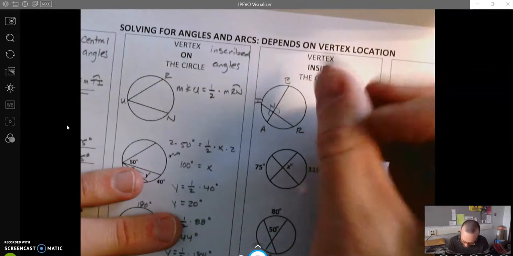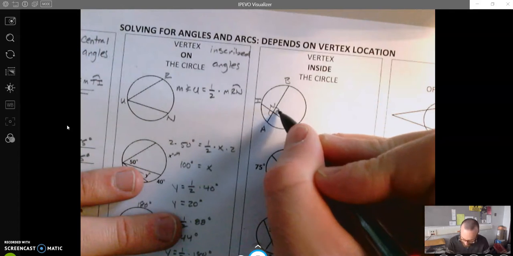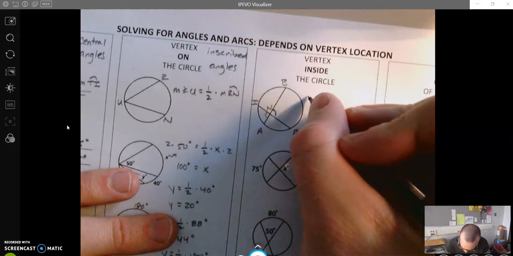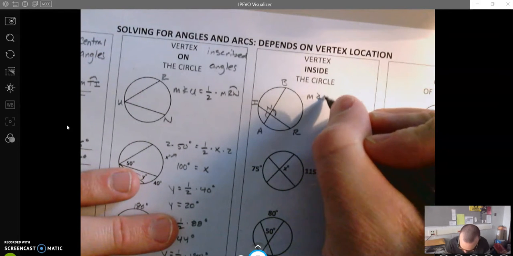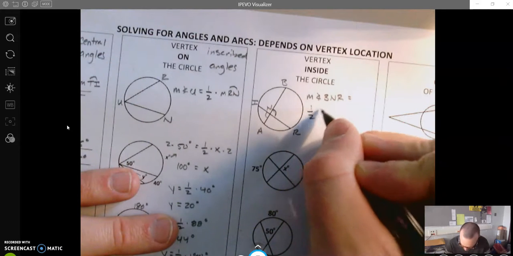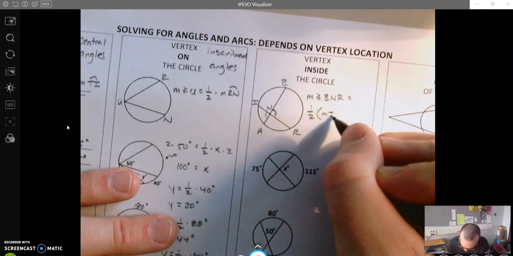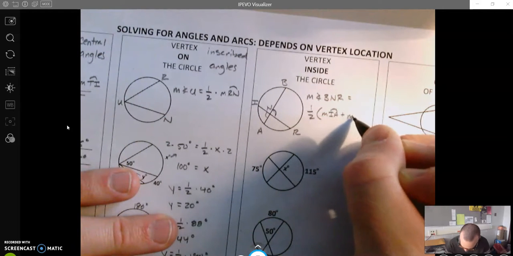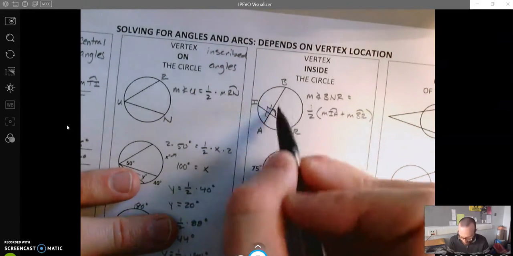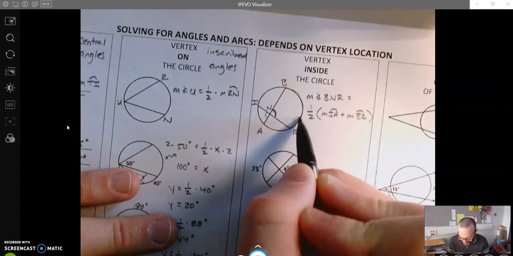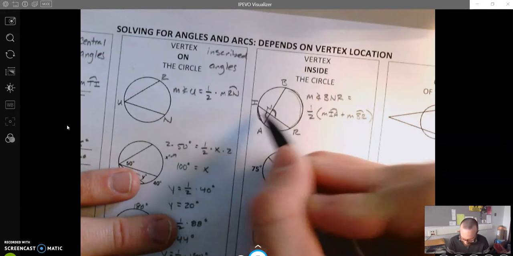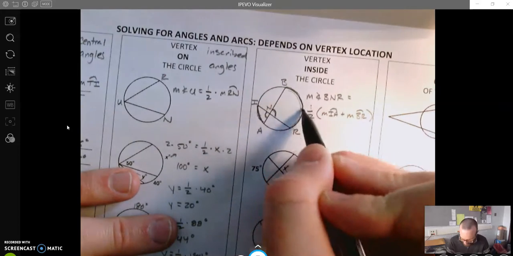What we're going to see here is that the angle is half of the sum of the arcs. So the measure of angle BNR equals half the measure of arc IA plus the measure of arc BR. That angle cuts off this arc on that side of the circle, and the same angle, they're congruent, cuts off this arc on the other side. So from I to A and from B to R.